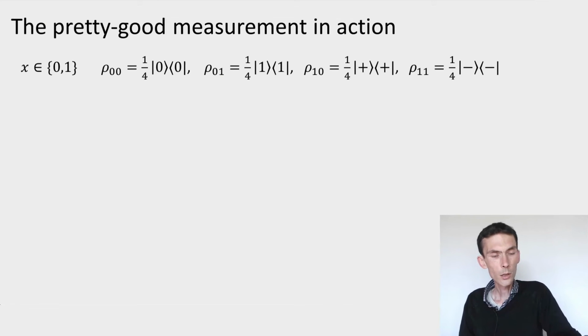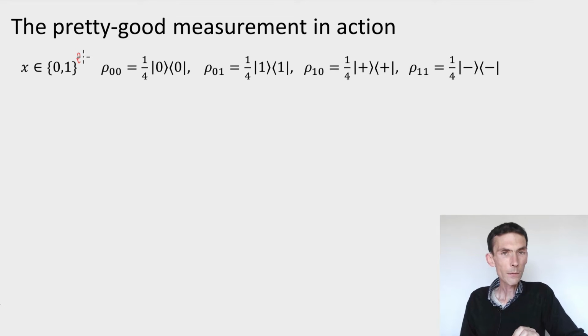Alright, so let's work out what this pretty good measurement looks like on a simple example. So here's an encoding. It's an encoding of strings x that take 2 bits, so there's 4 possible x's, and that's a possible arbitrary encoding. And our goal is, given one of these states, rho x, identify the string x by making the best measurement possible. We don't really have any clue, so what we do is resort to our second best option, which is to use the pretty good measurement.